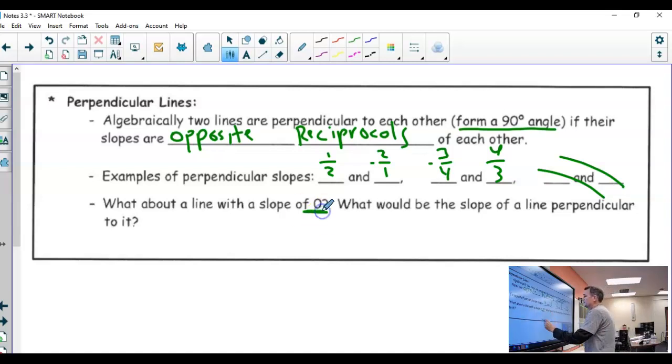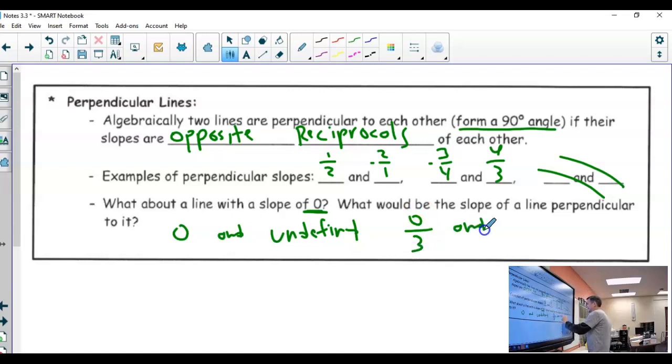All I'm doing is taking the slope and flipping it over and changing the sign to get the opposite reciprocal. What about a slope of 0? What would be perpendicular to that? Well, that's a weird one, but it's undefined. Like 0/3 and -3/0. 0/3 is 0, and -3/0 would be undefined.